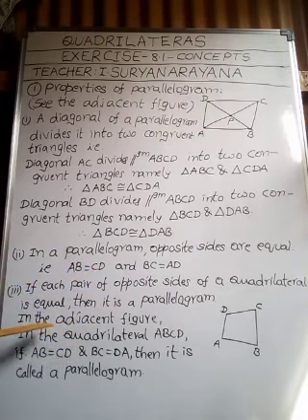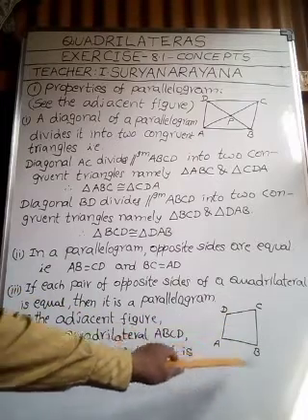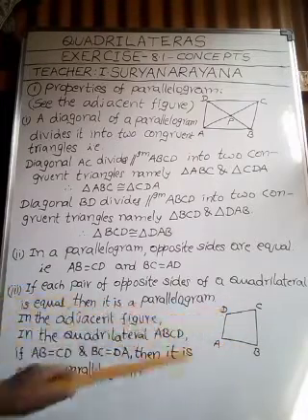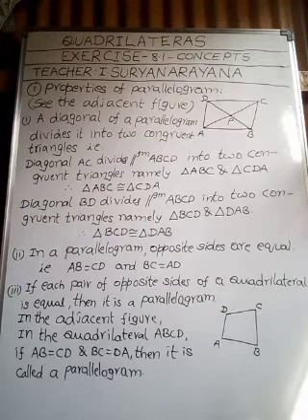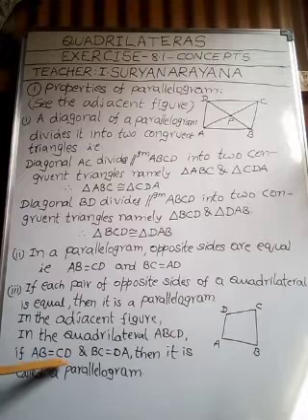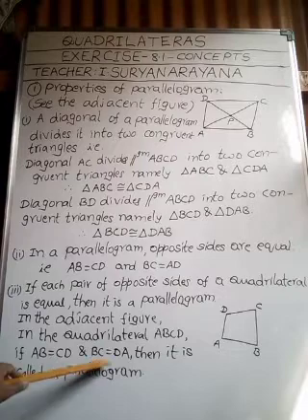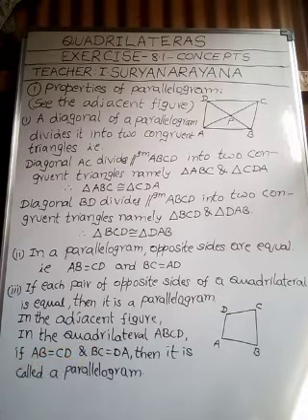Okay, my children. Suppose this is a quadrilateral ABCD. If you want to prove that this quadrilateral is a parallelogram, then we have to prove that AB is equal to CD and BC is equal to AD. If you prove these two parts, then automatically the quadrilateral is said to be a parallelogram. Okay, my children, understood this point? Right.